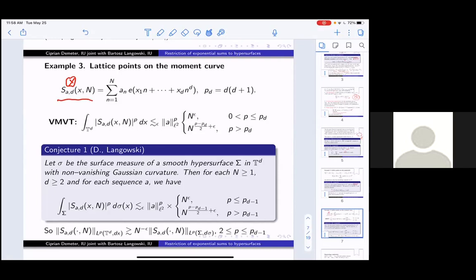All right, so there's an important exponent that I think most of you are familiar with. I can call it the Vinogradov exponent in d dimensions. It's d times d plus 1. What's the role played by this exponent?